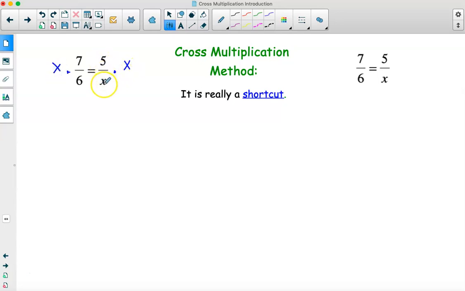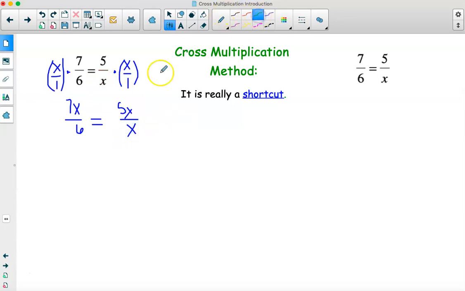Now if I'm going to multiply x by a fraction, I want to write x in fractional form, so I put it over 1. Same thing with the other side. I'm multiplying it by the fraction 7/6, so I'm going to write it as a fraction. On the left side, x times 7, I get 7x. 1 times 6, I get 6. So I'm just multiplying fractions like I normally would. 5 times x is 5x, and in the denominator, x times 1 is x.